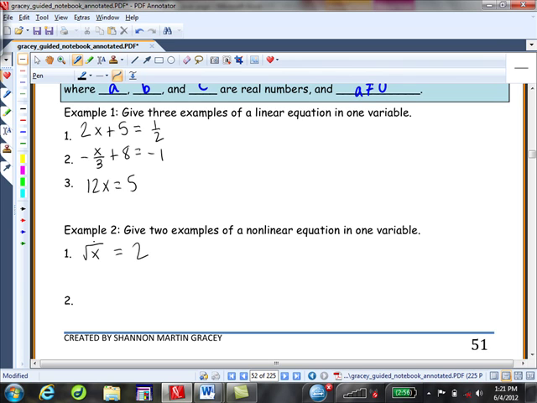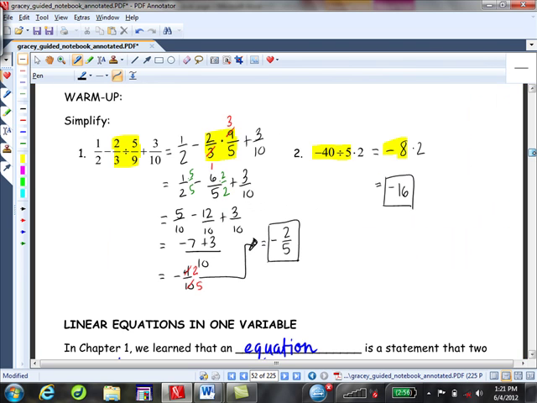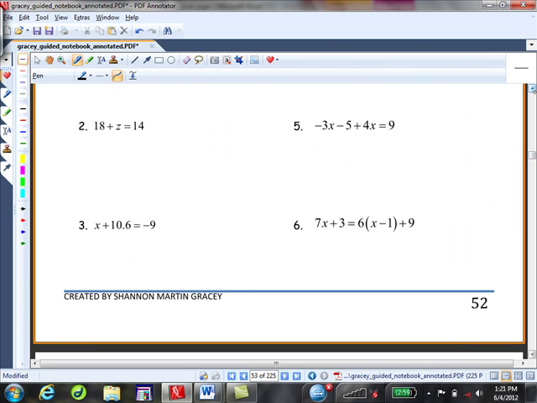Okay, another example could be 3 over x plus 2 equals 5, because x is in the denominator now, so that would not be linear. And there are many more examples, so you can always email me and ask if yours worked out. Okay.